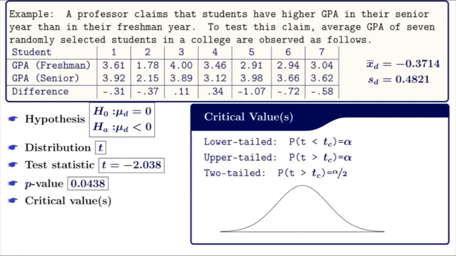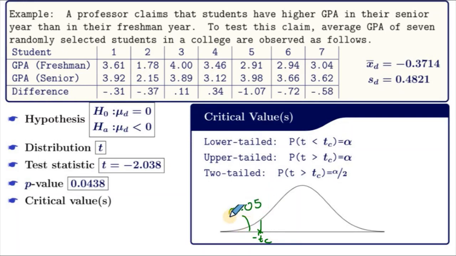Next, let's find the critical value. First, note that it is a lower-tailed test since we have a less than sign in the alternate hypothesis. So we will have a critical value only at the lower tail. Now let's put it in the graph. Since alpha is not given, we will take that to be 0.05.